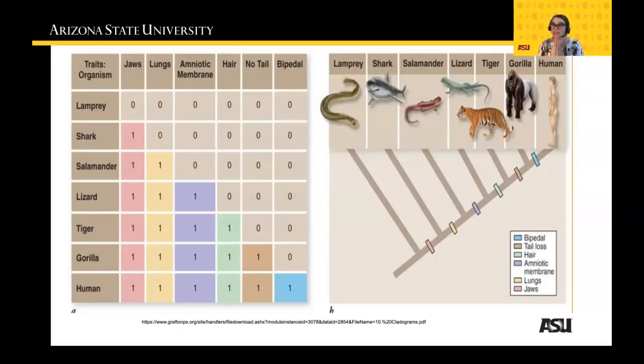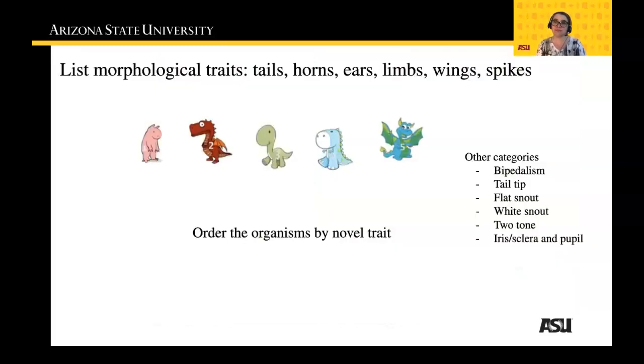So what does this show us? It shows us that the salamander had jaws and lungs, but it did not have hair or a tail, right? Well, it does have a tail. It does not have hair or no tail, sorry. But it also shows us the lamprey does not have any of those characteristics. It is the oldest, where the human is the youngest.